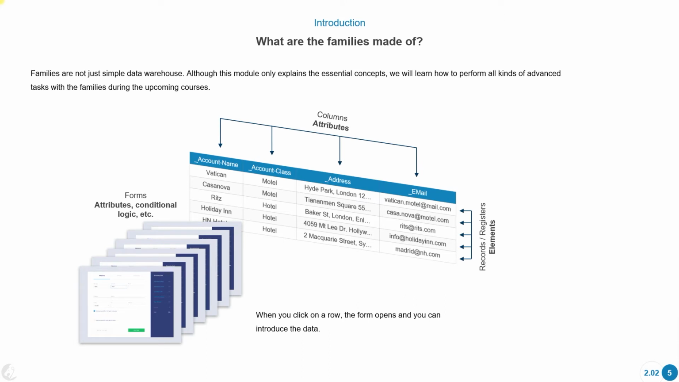What are the families made of? Well, families are not just a simple warehouse. We will learn how to perform all kinds of advanced tasks with the families during the upcoming courses. We could basically say that there are columns and registers. The columns are attributes, they are the fields, and each register is what we call an element, which contains related information. When you click on a row, the form opens so you can introduce the data.